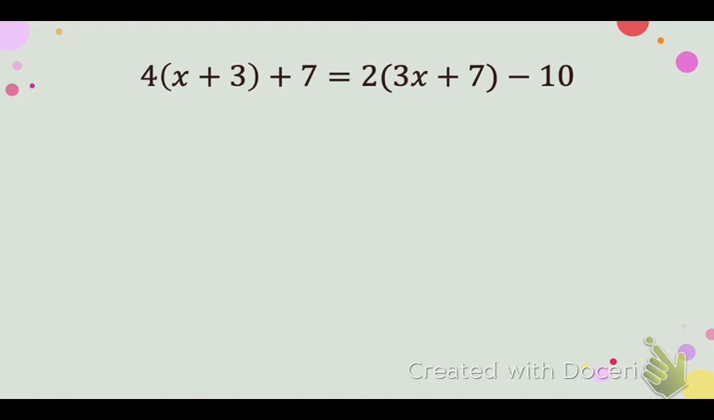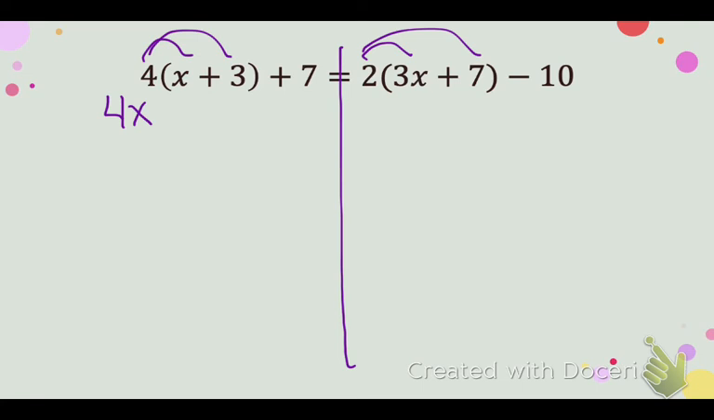Okay, second problem is longer, but you can do it. So line down the middle. So we follow the steps again. Step 1, distribute. We distribute on both sides because there are parentheses on both sides. So 4x plus 12 plus 7 is equal to 6x plus 14 minus 10.